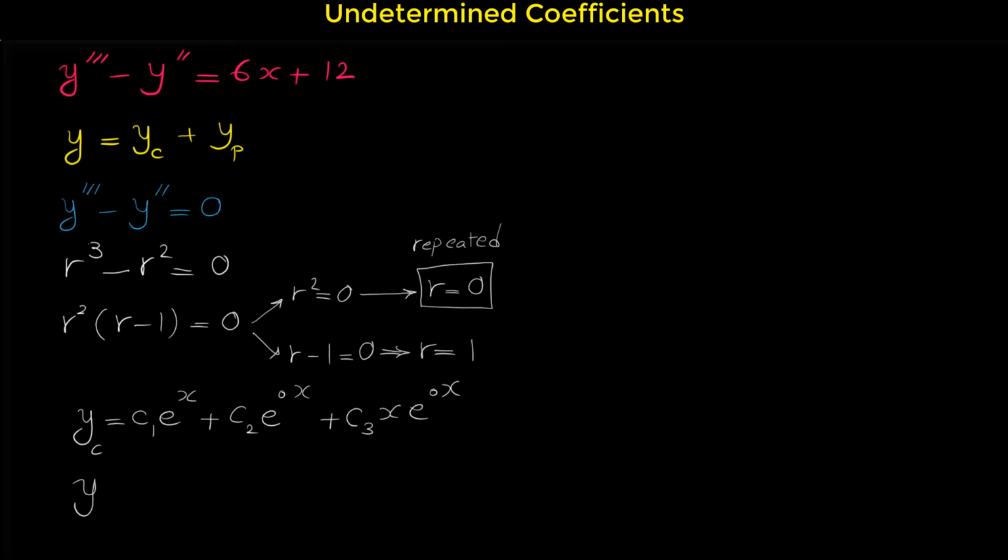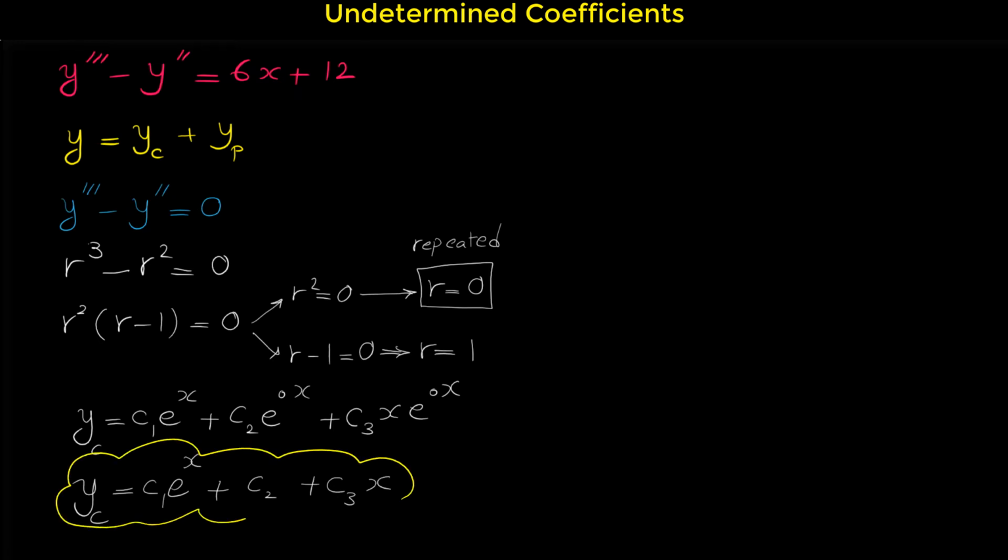Before we go for the particular solution, let's simplify this answer. C sub 1 e to the x plus e to the 0. Note that 0 times x is 0, and e to the 0 is 1. So we can write this as just c sub 2 plus, e to the 0 again is 1, 1 times x is x, so c sub 3 x. So this is the complementary solution.